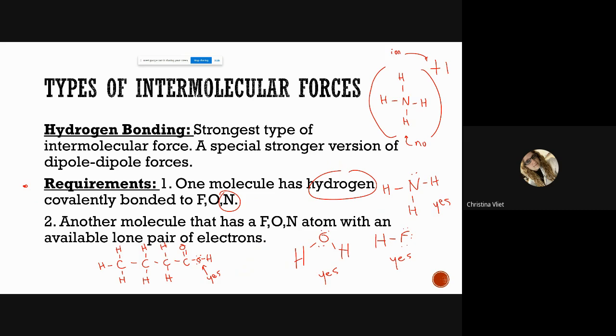So you just need to know that you have one molecule that has hydrogen covalently bonded to F, O, or N, and then another molecule that has F, O, or N with an available lone pair of electrons for that hydrogen bond to take place.